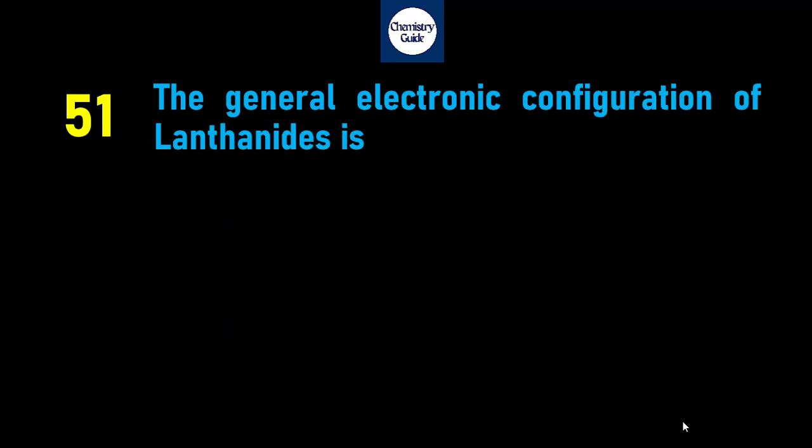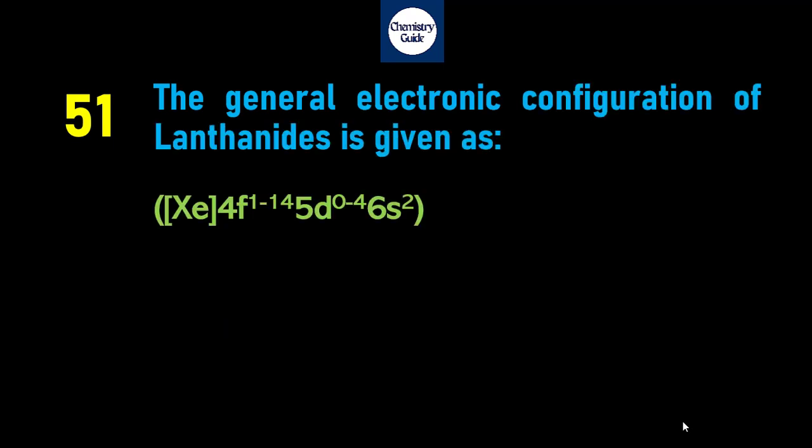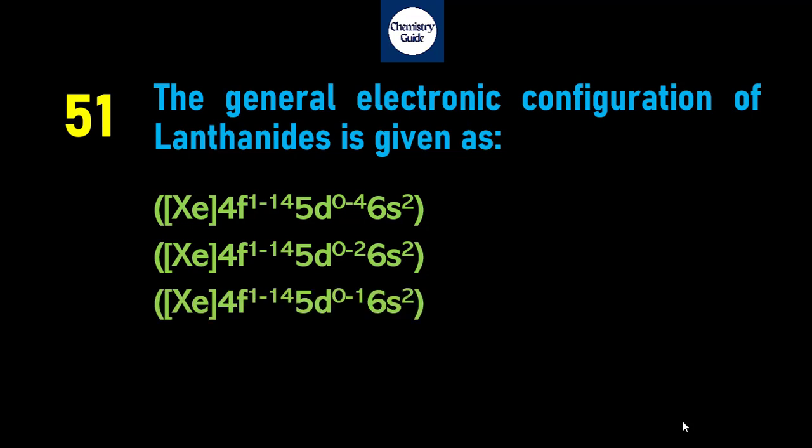MCQ number 51: the general electronic configuration of lanthanides is given as xenon 4f1 to 14, 5d0 to 4, 6s2; xenon 4f1 to 14, 5d0 to 2, 6s2; xenon 4f1 to 14, 5d0 to 1, 6s2; or xenon 4f1 to 14, 5d0 to 10, 6s2. So the right answer is C.